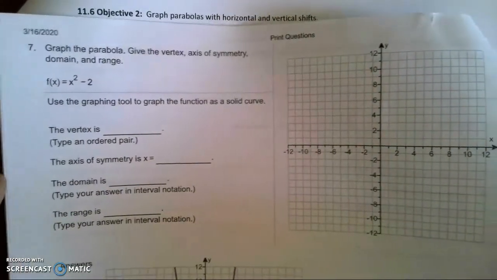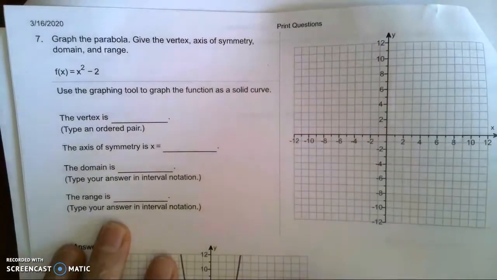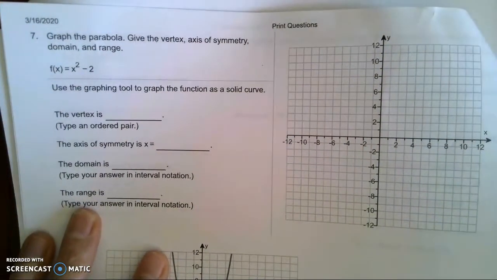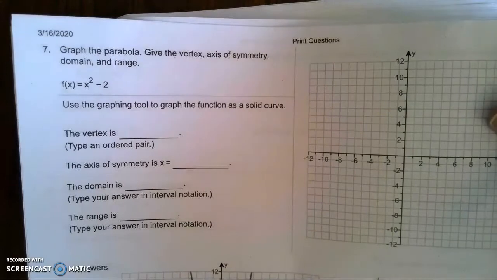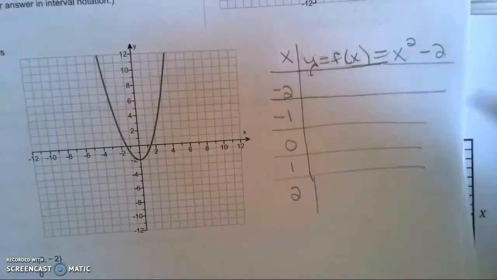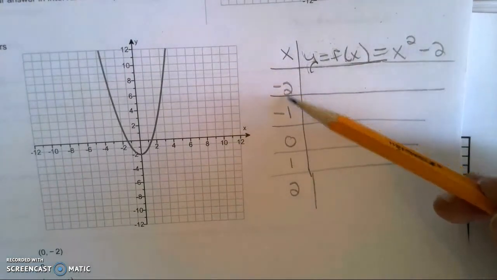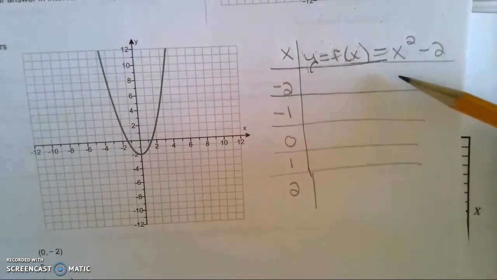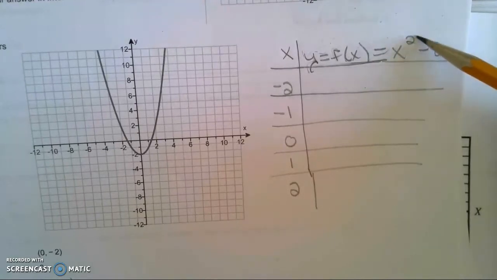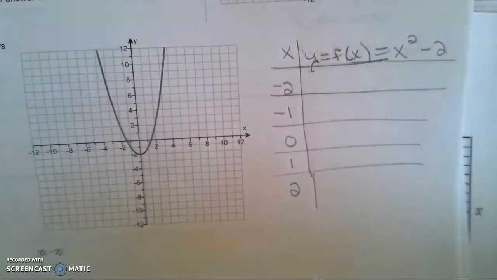Okay, so again, I'm going to go ahead and look at this particular problem right here. If you would like to pause and find this problem in the homework, it's number 7. I went ahead and made this table. I picked these values for x, just like we did on the previous objective. And then the function is x squared minus 2, which means it should be this graph, but I'm shifting down 2 units.